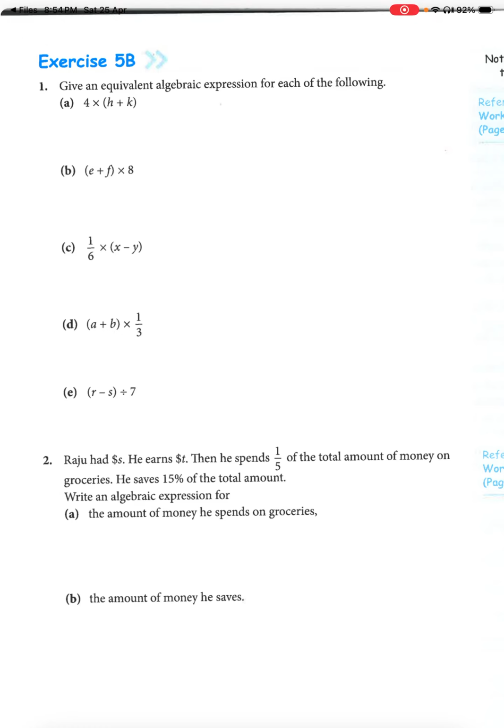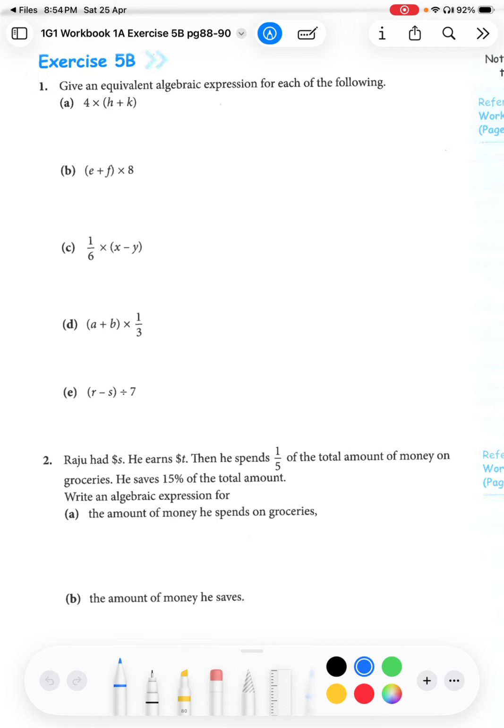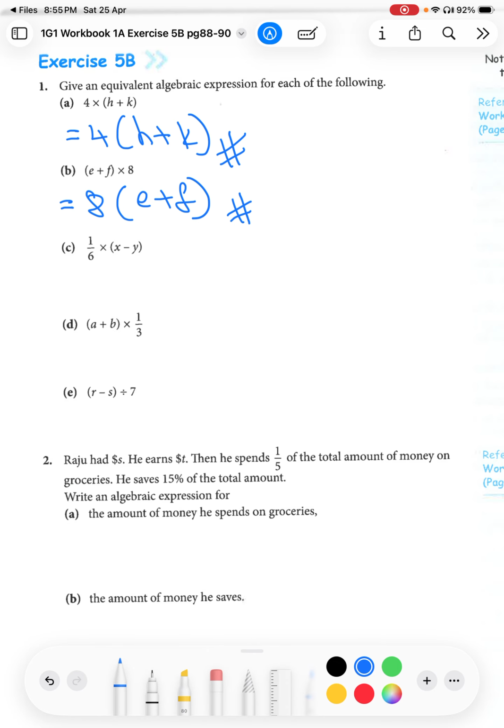Okay, now let's go through exercise 4B, 5B. 5B is the same as the algebra question earlier. For 4 times h plus k, just put them together: 4(h plus k), that's it. Just put them together. It's the same. Same for below: E plus f times 8, the number first, write together. Keep the same thing together, including the bracket.